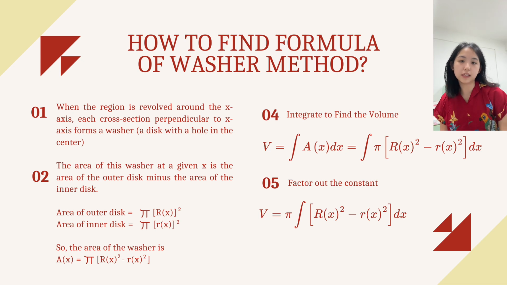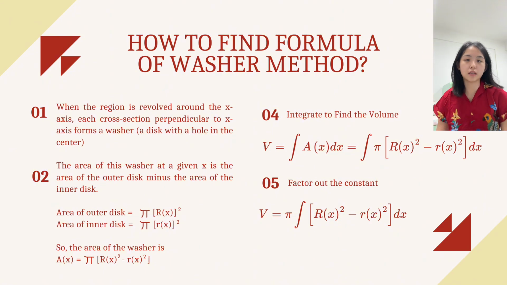So the area of the outer disc equals pi times big R of x squared, and the area of the inner disc equals pi times small r of x squared. The area of the washer is simply big A of x equals pi times the bracket big R of x squared minus small r of x squared. Then we just need to integrate the function to find the volume and factor out the constant. In this problem, pi is the constant, so we just move the pi outside the integral.